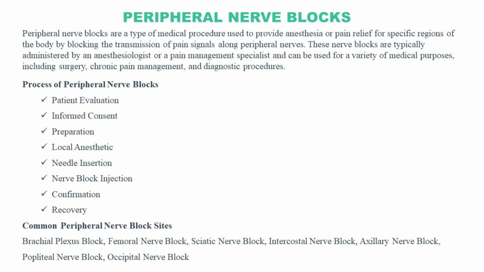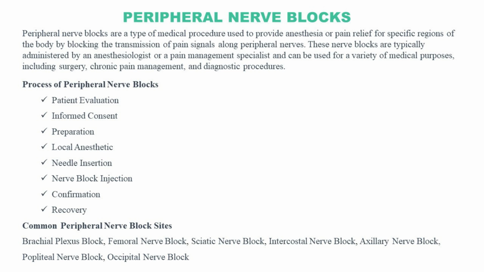2. Femoral nerve block. The femoral nerve block is used to provide pain relief for procedures involving the thigh, knee, and hip joint. 3. Sciatic nerve block. This block is used to alleviate pain in the hip, thigh, and lower leg. It's commonly used for procedures like knee replacement surgery.